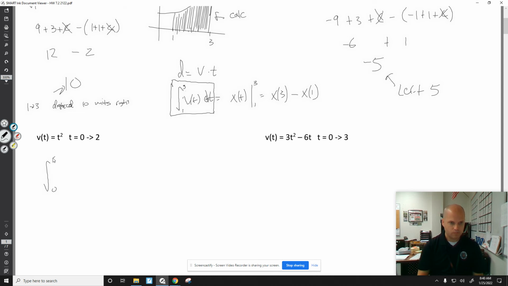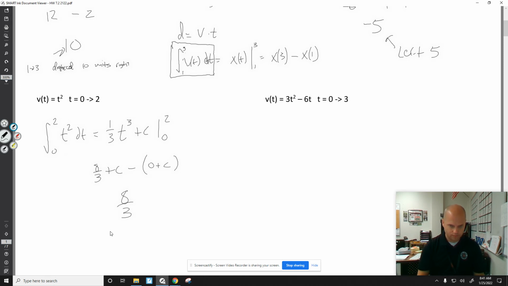From 0 to 2, if my velocity is t squared, this is a common one I will talk about in future classes. Take the antiderivative. We don't care about the c because they'll just go away. Eight-thirds, my displacement is 8/3 units to the right.